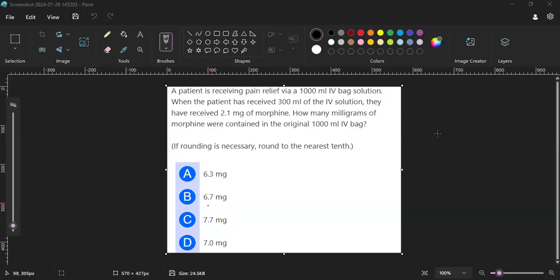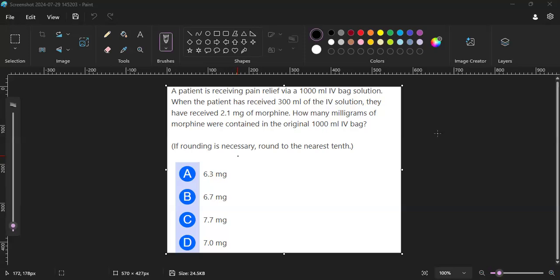So here we go. Let's read the question. Question states, a patient is receiving pain relief via a 1,000 milliliter IV bag solution. When the patient has received 300 milliliters of the IV solution, they have received 2.1 milligrams of morphine. Then it goes on to say, how many milligrams of morphine were contained in the original 1,000 milliliter bag? So they tell us that 300 milliliters of the IV solution contained 2.1 milligrams of morphine. And they say, well, then how much?